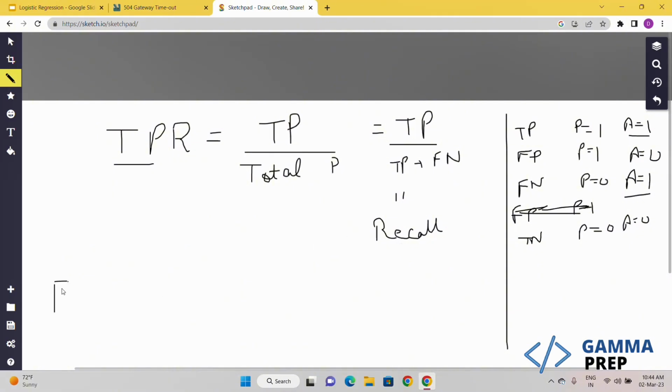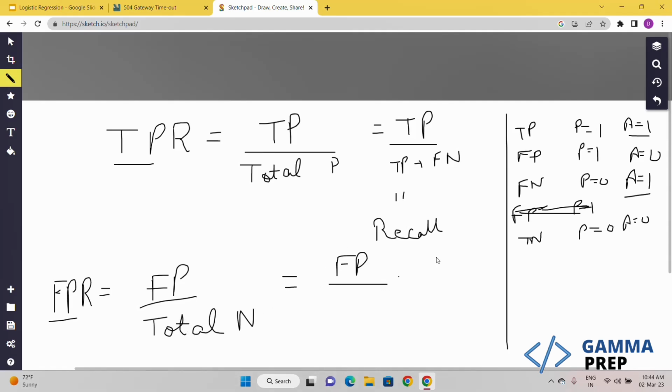Now, what is FPR? FPR means you have FP in the numerator, put it here. And what is FP? FP means predicted as 1, actual as 0. So basically, they are 0, actually negatives. So FP by the total negatives that you have. Total negatives means this one and this one, actual total negatives, that is FP and TN. So basically out of the total actual negatives, how many your model was able to identify incorrectly. And this should be low because whatever your model is identifying incorrectly should be low.